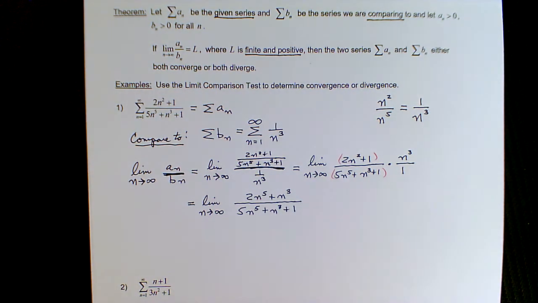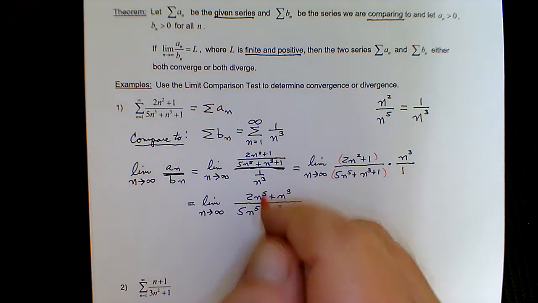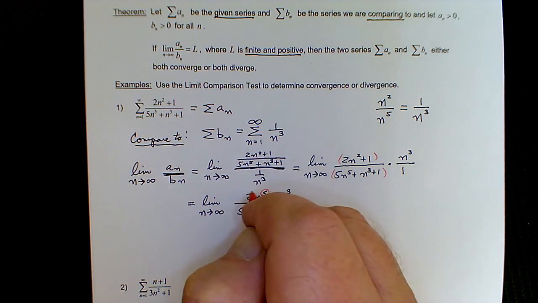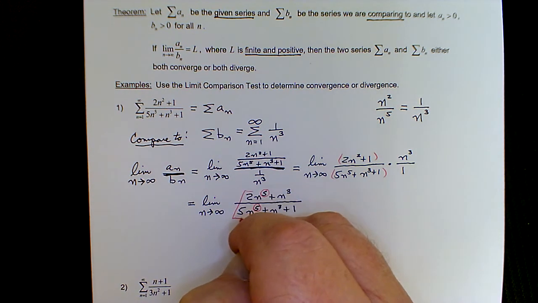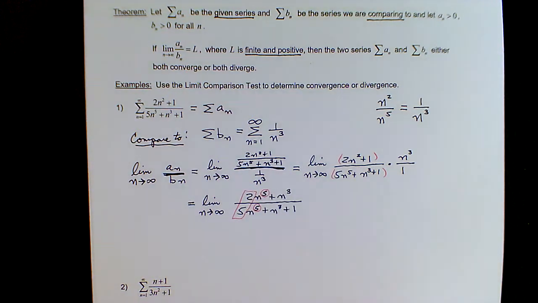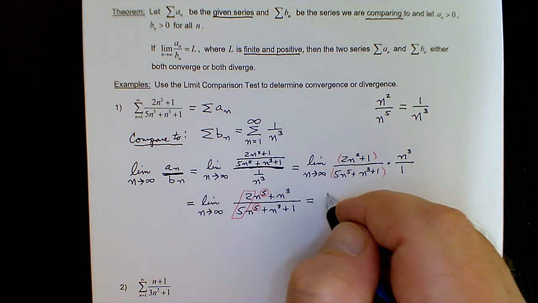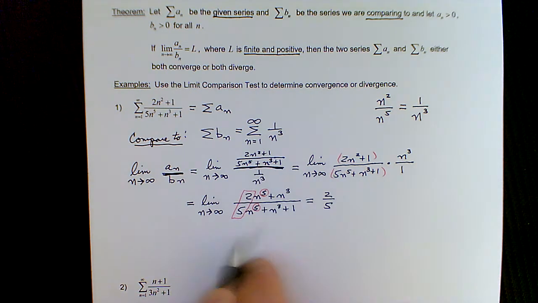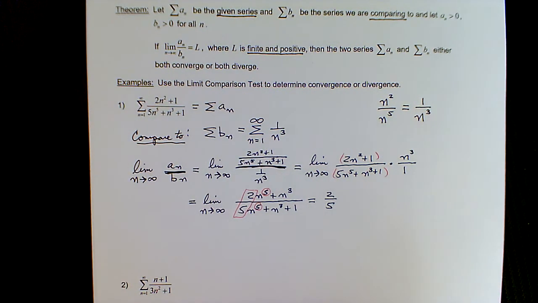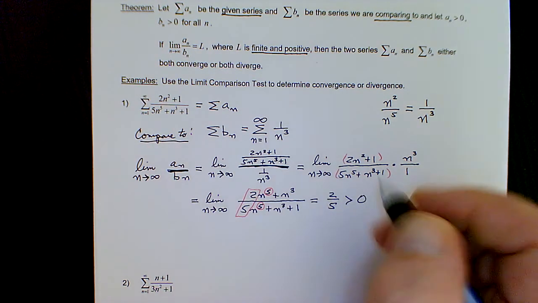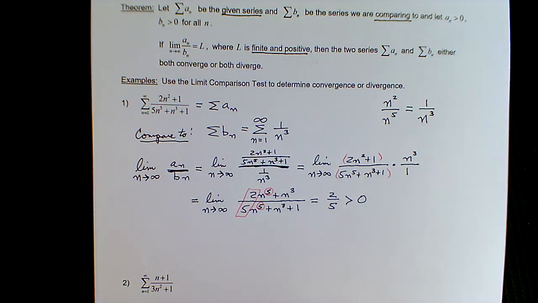And here's that special type of limit. We haven't used this in a few lectures, but remember this limit. When you have a ratio of two polynomials and the degrees are equal, the limit as n goes to infinity is just going to be the ratio of the leading coefficients. And so therefore, by inspection, this limit is 2/5. Make sure you understand that property. It makes life a lot easier. And I'm just going to say that it's greater than 0, meaning that it's finite and positive.